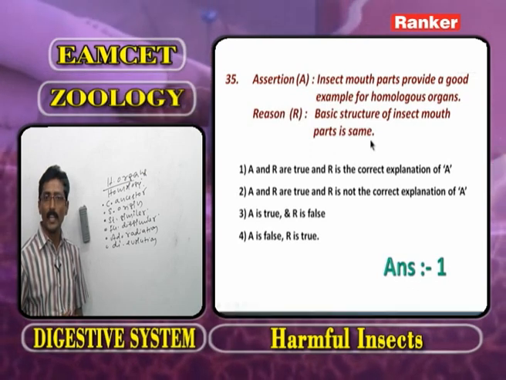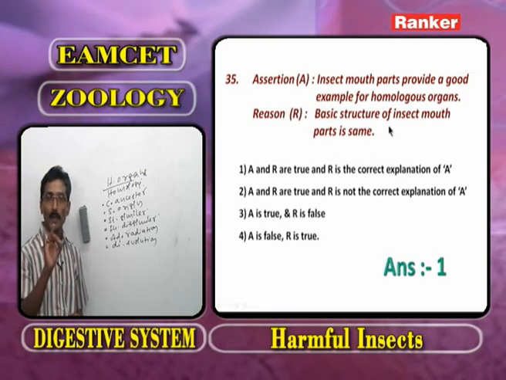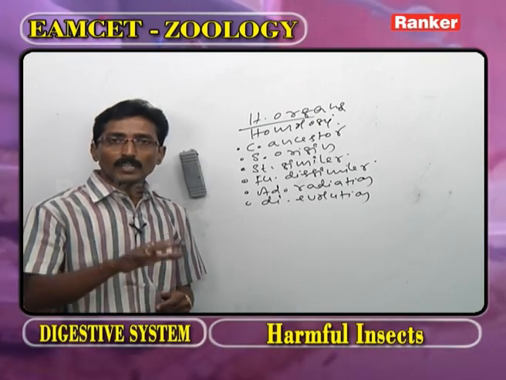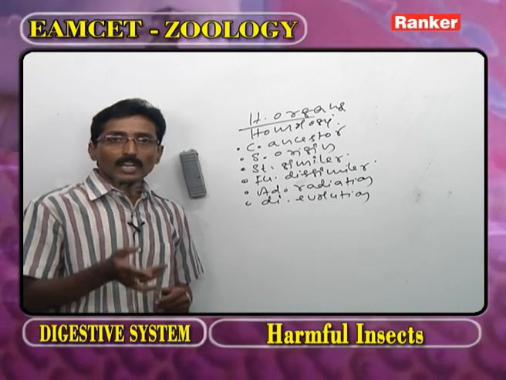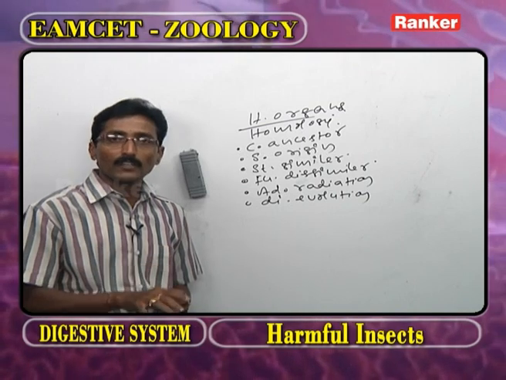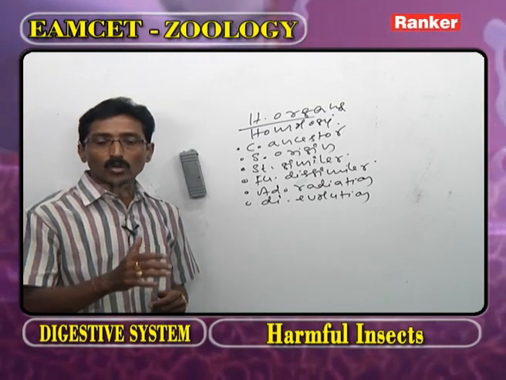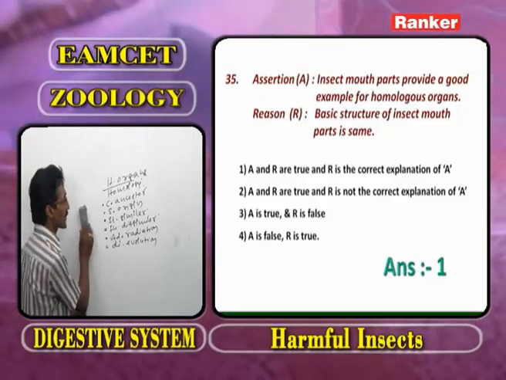is one and the same. As we observe the piercing and sucking, sponging and sucking, siphoning and lapping, and chewing, all these mouth parts are fundamentally derived from the biting and chewing type of mouth parts. So both are correct and R explains A. Now we go for the next question.